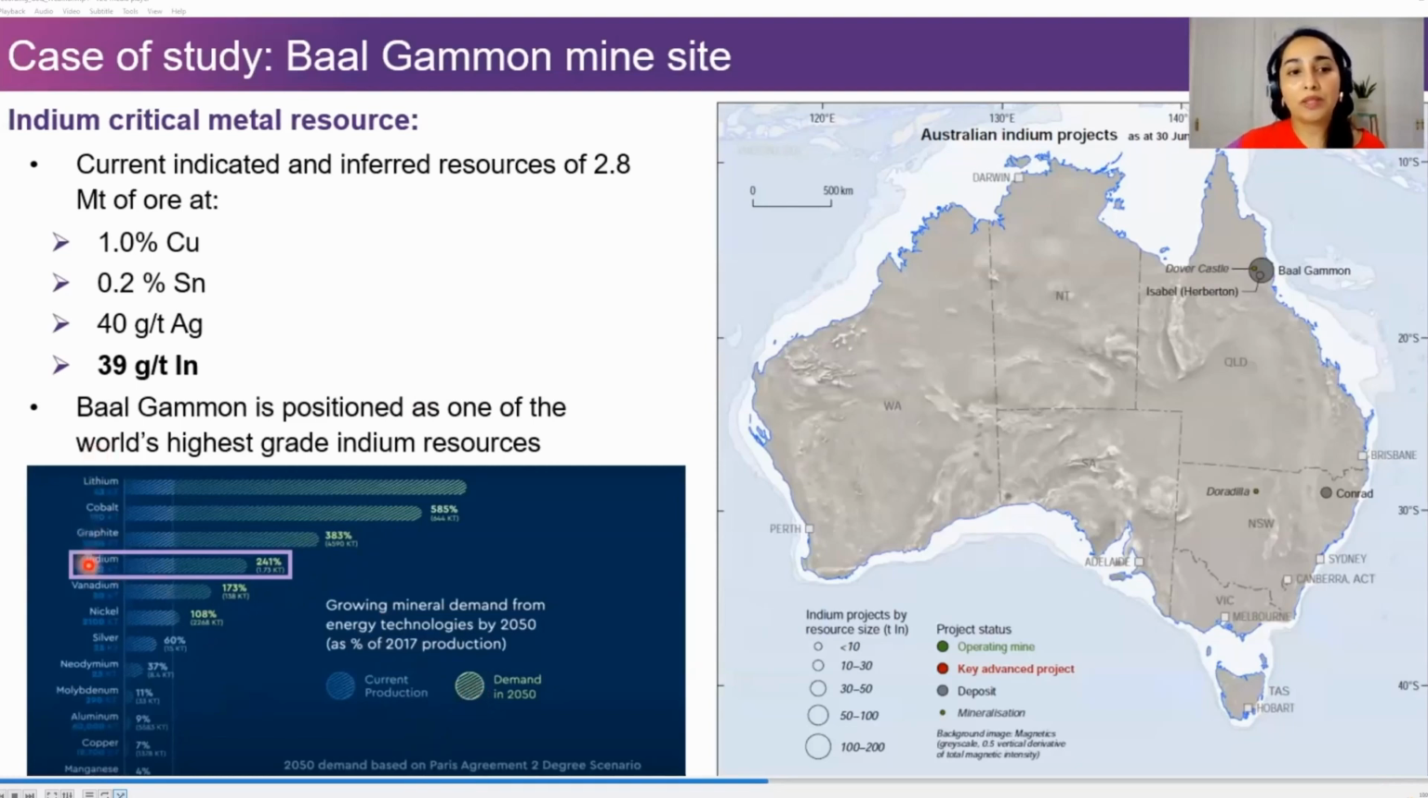And you can see indium is in the fourth place, and it is projected over 240% as a demand of these critical metals. So it is really important to try to supply this critical metal not only from primary resources, but also from secondary resources, such as waste rock. And this map shows the Australian indium projects. You can see the biggest one is Balgamon, and the smallest ones are Dover Castle and Isabel, all of them located in the north of Queensland.